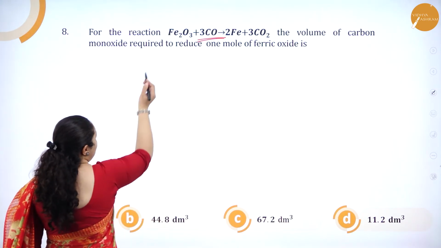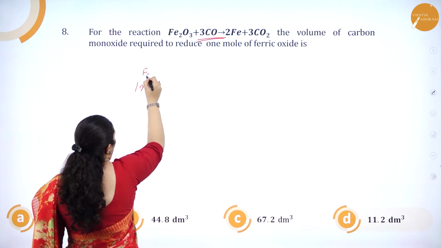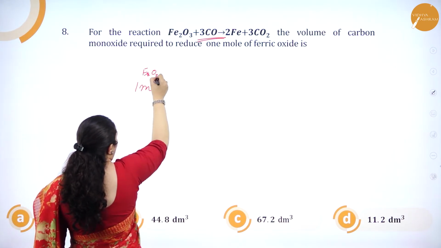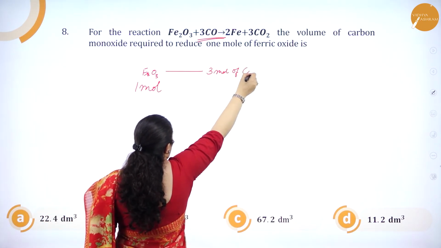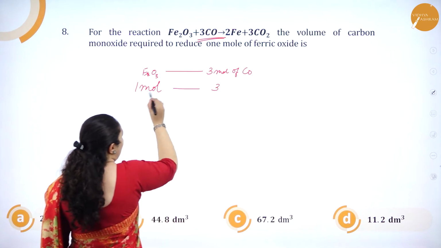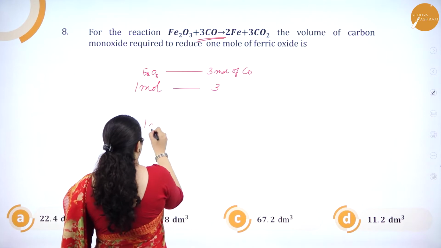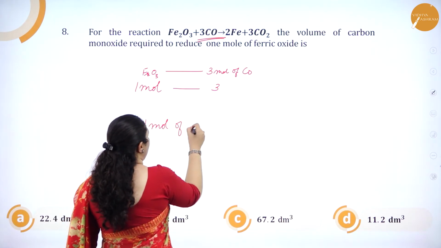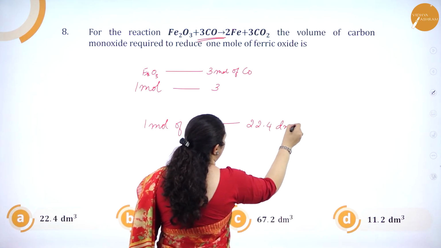From the balanced equation, I get to know 1 mole of Fe2O3 requires 3 moles of carbon monoxide. Correct? 1 mole requires 3 moles. And 1 mole of carbon monoxide occupies 22.4 dm cube.